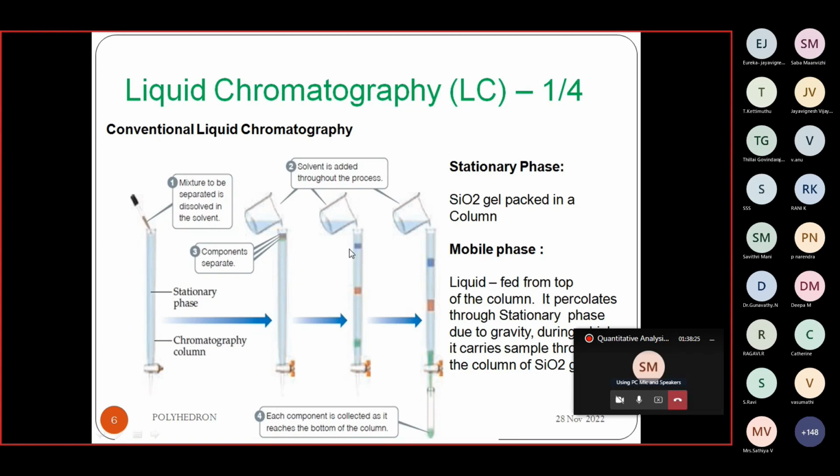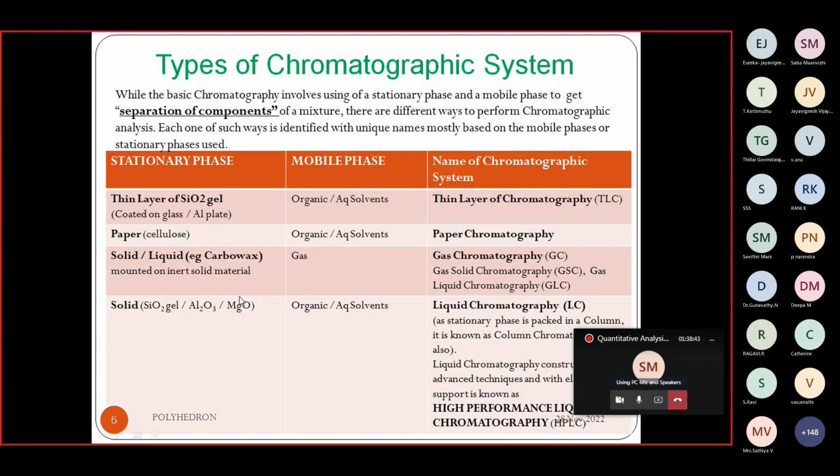This is colored. We are showing the colored components only for understanding purposes. If it is not colored, we have to collect every 0.5 ml or 1 ml and get it tested for the presence of the components, and accordingly we have to proceed, which we don't want to complicate at this point of time. This is just to understand the principle. So this is nothing but liquid chromatography or column chromatography.